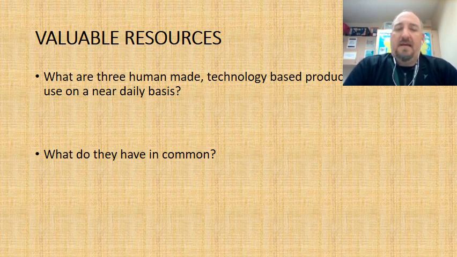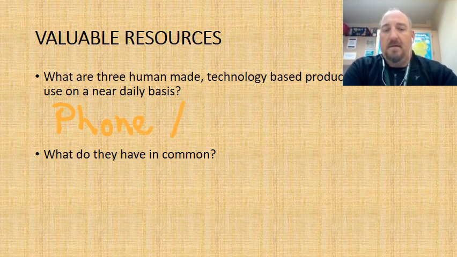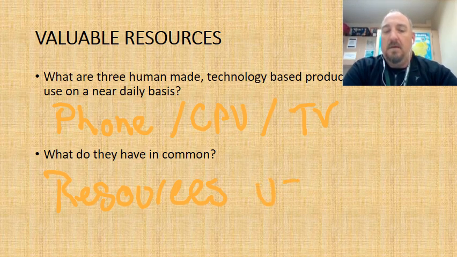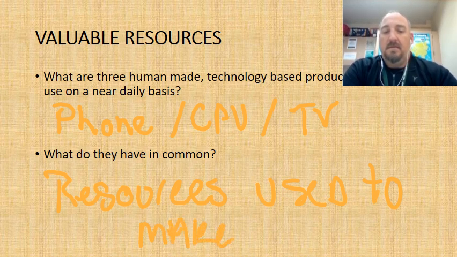What are 3 human-made, technology-based products that you use on a near daily basis? If I had to guess, I'd say your phone. I'll say CPU, device, and probably a TV. What do these 3 things have in common? And that's going to be the resources used to make them.